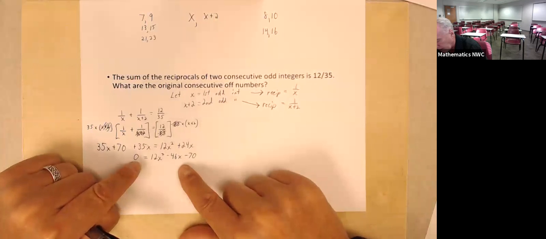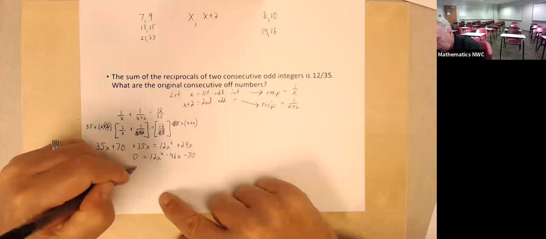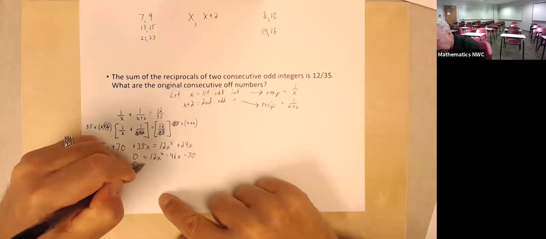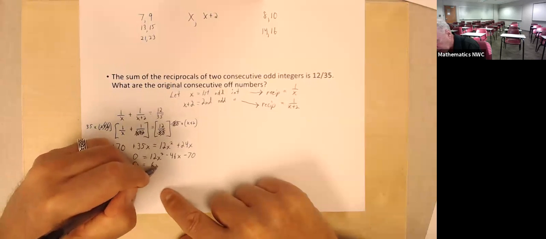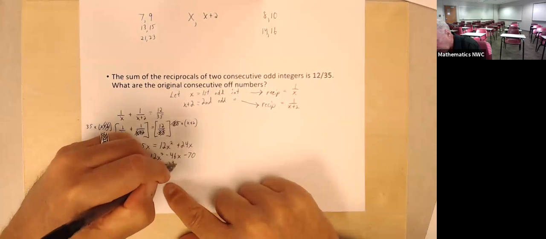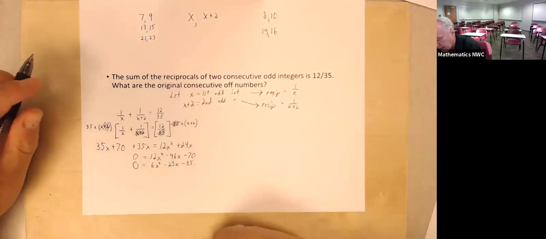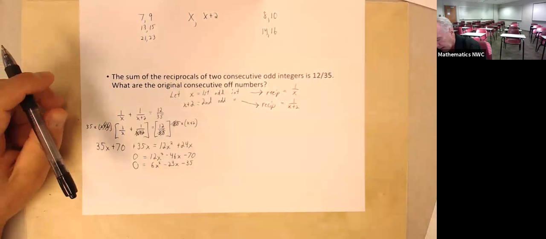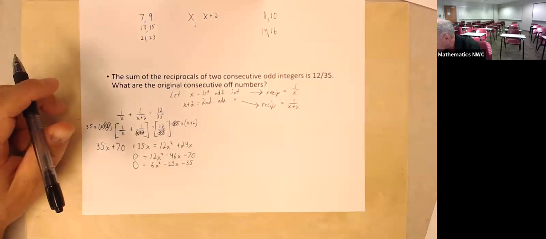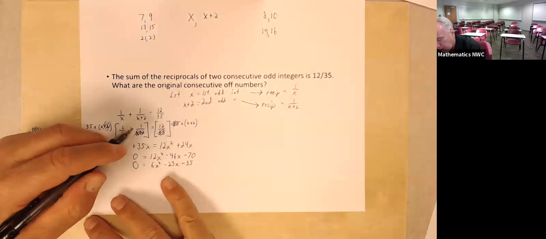Notice again, though, I could divide everything by 2 to make it a little bit easier. So 0 divided by 2 is 0. 12 divided by 2 is 6. 46 divided by 2 is a negative 23. 70 is divided by 2, and I get those numbers. Again, not super easy to see the factors here, but if not, you could use your quadratic formula.